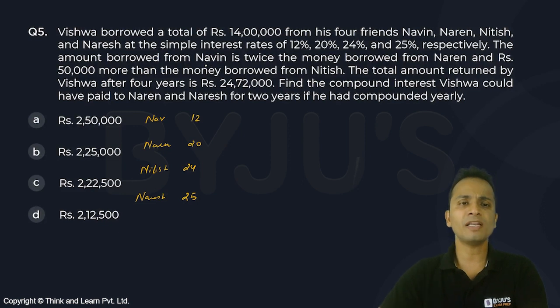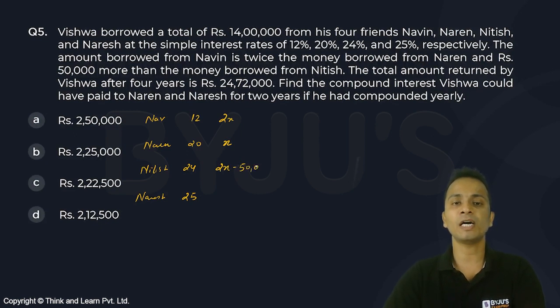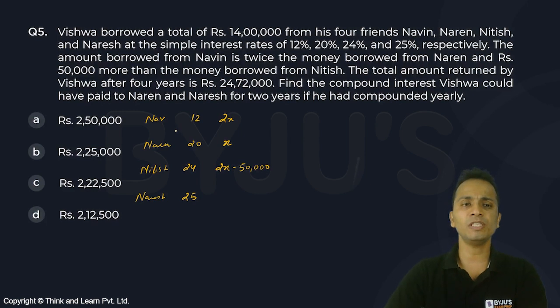The amount borrowed from Naveen is twice the money borrowed from Naren. So if I assume the amount borrowed from Naren is X, this will become 2X. It is also 50,000 more than the money borrowed from Nitish. So Nitish will be 2X minus 50,000. So this is the relation between the money borrowed from Naveen, Naren, and Nitish.